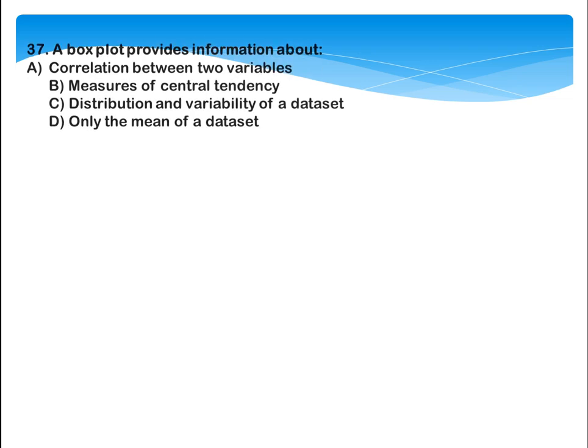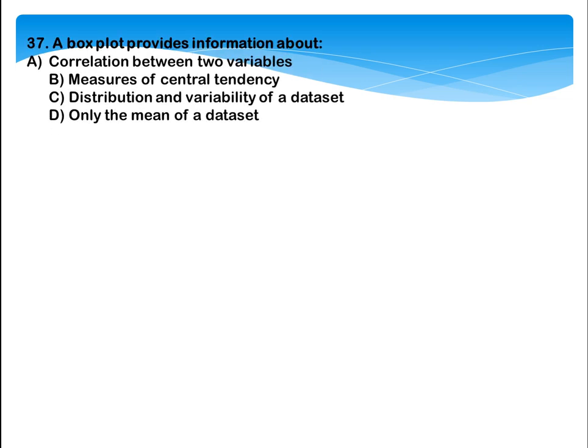37. A box plot provides information about A. Correlation between two variables. B. Measures of central tendency. C. Distribution and variability of a dataset. D. Only the mean of a dataset.